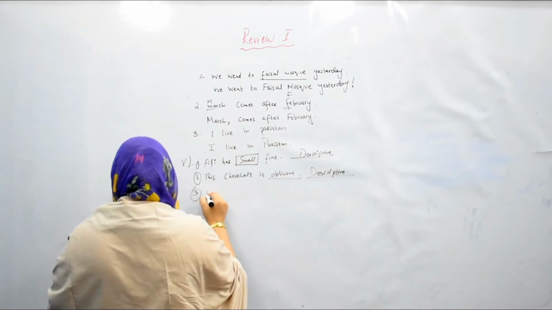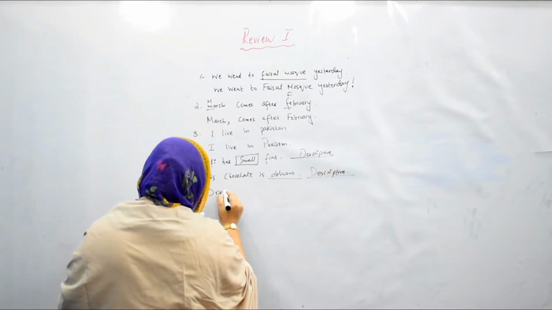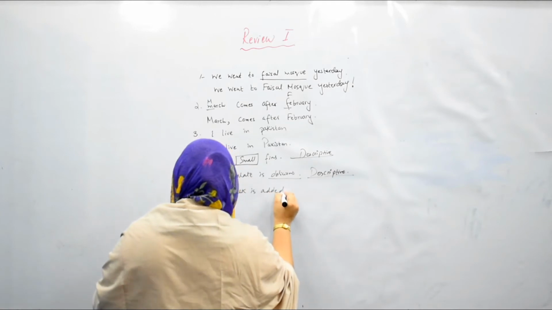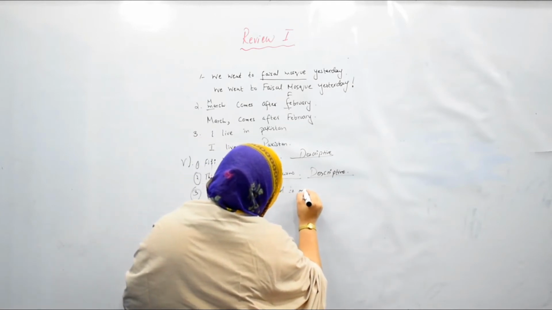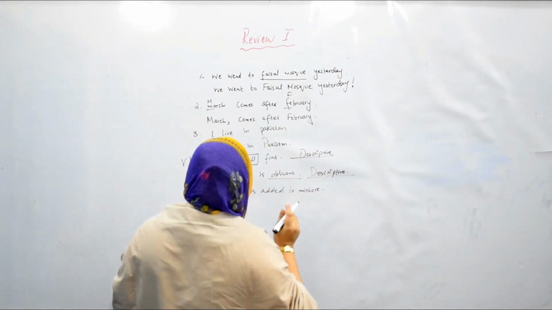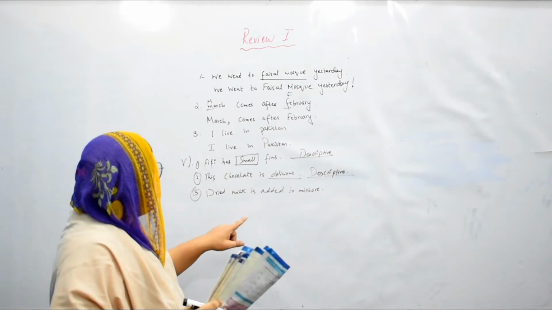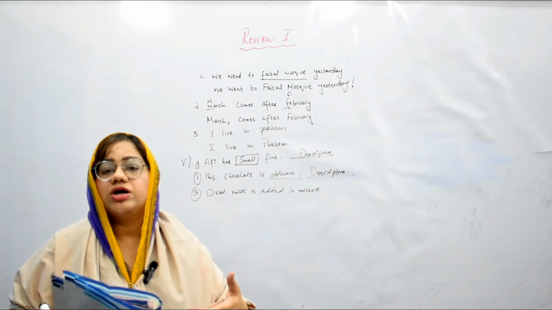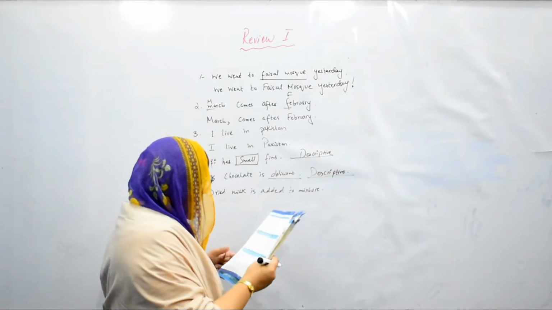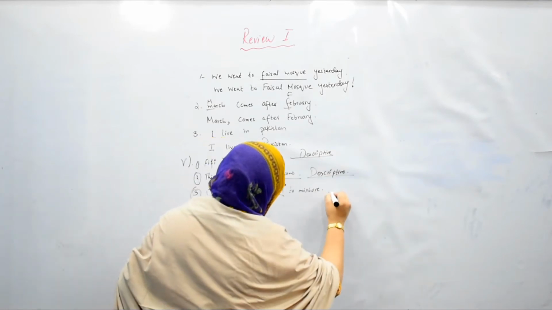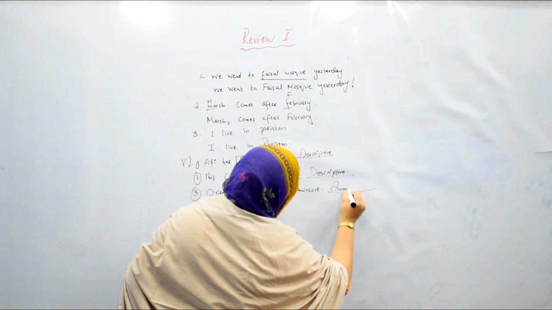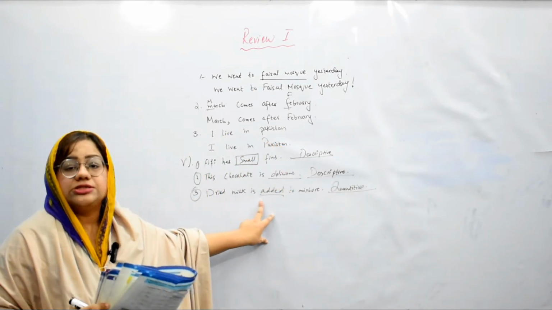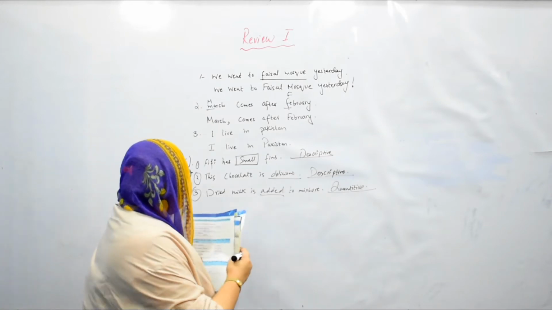Number 3, dried milk is added to mixture. Dried milk is added. Now you can see that added. What kind, what quantity? So dried milk is added. So added is a quantitative adjective.